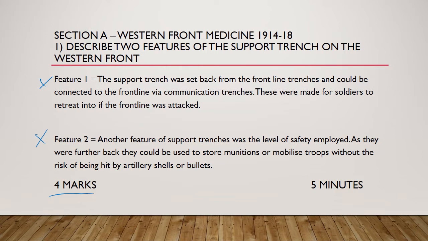It's 5 minutes. So in this example, we've started off by saying the support trench was set back from the front line trenches and could be connected to the front line via communication trenches. There's 1 mark. These were made for soldiers to retreat into if the front line was attacked. There's my 2nd mark for that. Another feature of the support trenches was the level of safety. There's 1 mark. As they were further back, they could be used to store munitions or mobilise troops without the risk of being hit by artillery shells or bullets. There's my 4th mark. Nice and straightforward, hopefully getting you 4 marks.